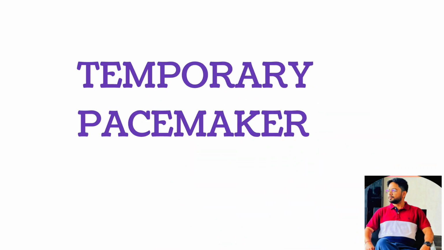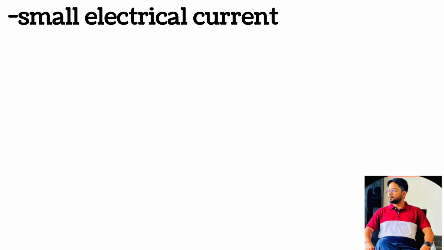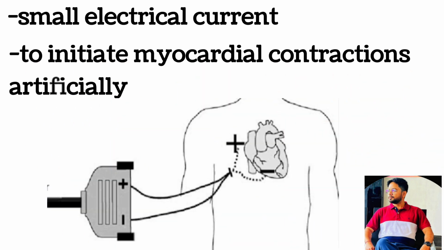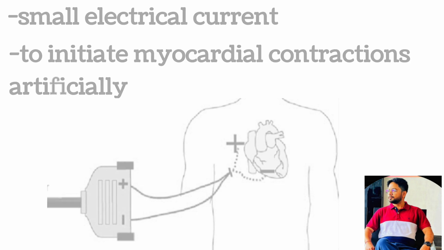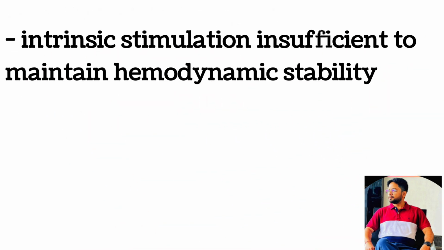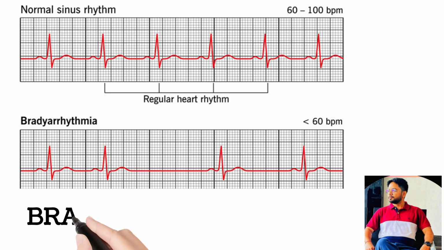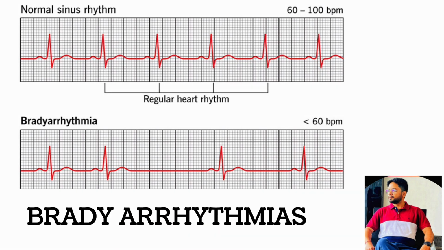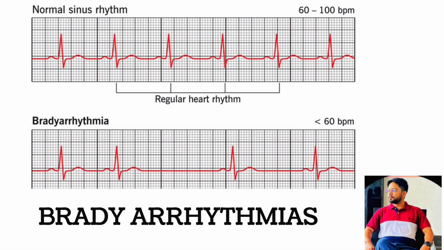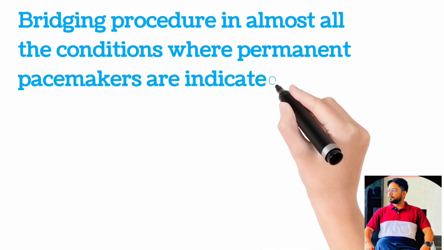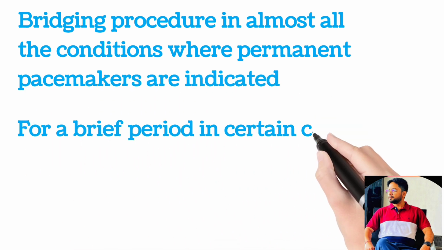Temporary cardiac pacing is a method where a small electric current is delivered to the heart to initiate myocardial contraction artificially, when intrinsic stimulation of the myocardium is insufficient to maintain hemodynamic stability due to disturbances in the conduction system. A temporary pacemaker is used to treat bradydysrhythmias or tachydysrhythmias when the condition is short-lived, or to bridge until a permanent pacemaker is placed.